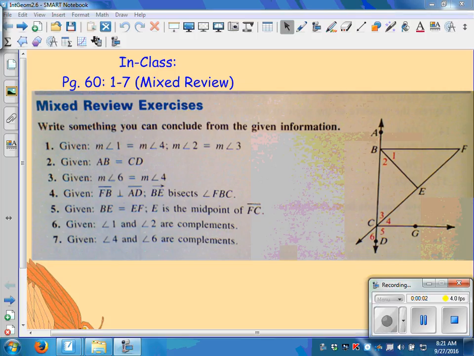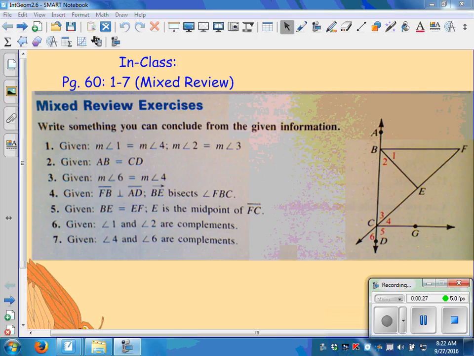So today what we're going to do is start with a warm-up where you're going to be working with partners on this in-class mixed review. It's in your textbook. If you want to use the electronic version, you certainly can, or you can look at it from the smartboard. On page 61, there are 7 questions relating to this particular picture, and you're deciding if you can conclude something from the given information.